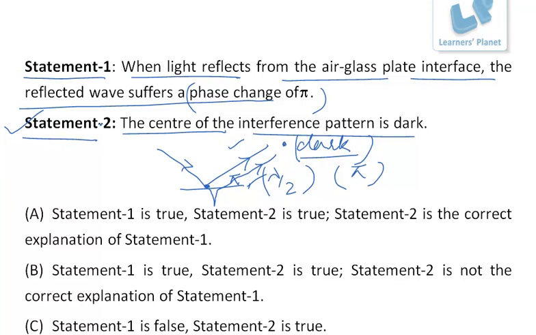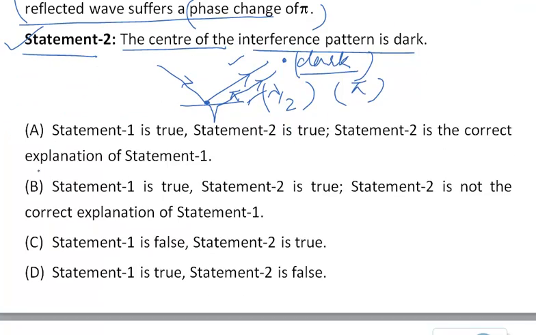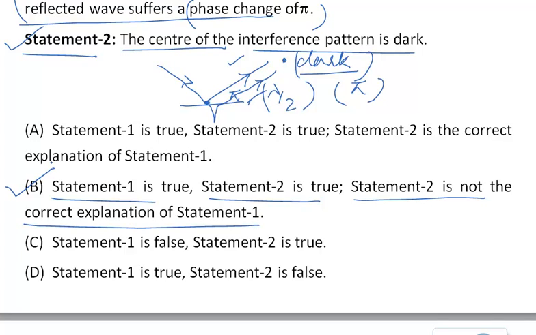But this statement 2 does not give you the correct explanation of statement 1. So statement 1 is true, statement 2 is true, but statement 2 is not the correct explanation of statement 1. This option is correct.